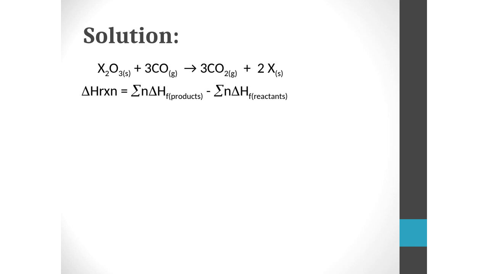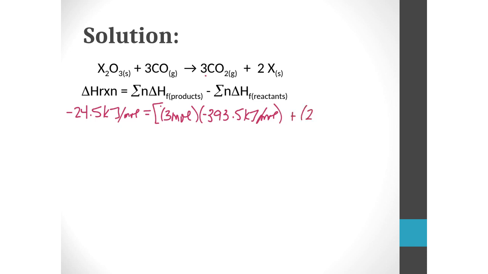So I'll set up the equation for you. So we know that the enthalpy of the reaction is negative 24.5 kilojoules per mole. And then we're going to start subbing in our values for products and reactants. So for my products, we have 3 moles of CO2. So 3 moles, and again, enthalpy of formation for CO2 is negative 393.5 kilojoules per mole. And then we're going to be adding on 2 moles of this unknown element X.